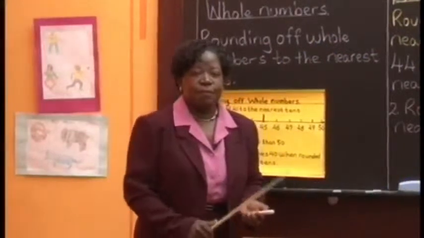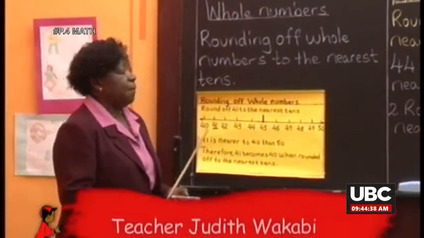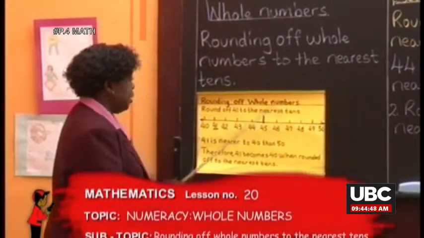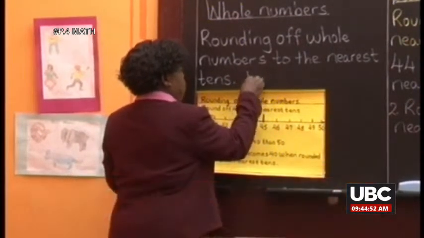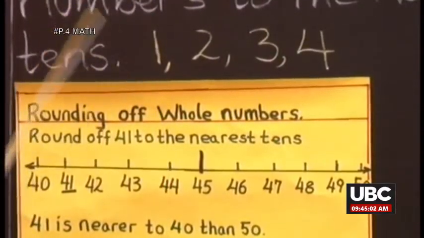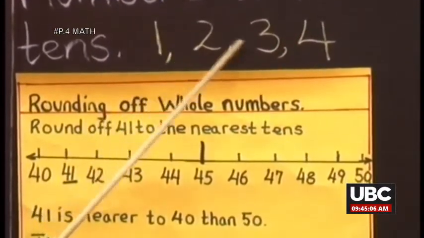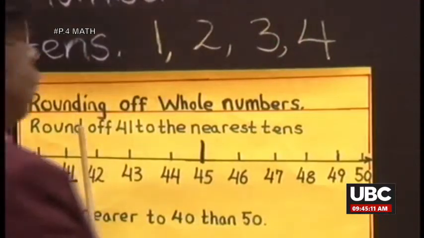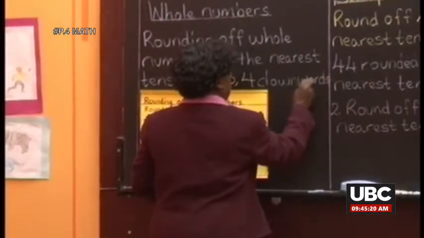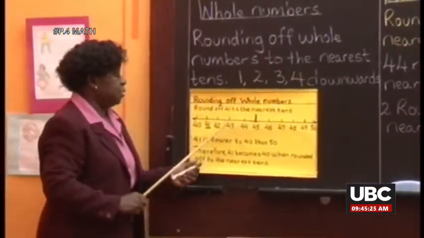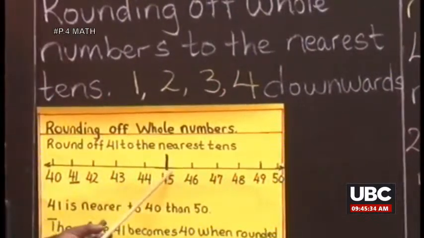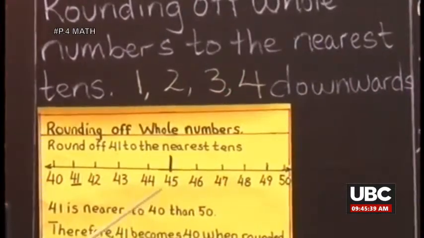Welcome back, children, from your break. Before you went for your break, you were learning how to round off whole numbers to the nearest tens. And I said that numbers ending with any of these digits, 1, 2, 3, and 4, you round off downwards. In other words, all these numbers, as you round them off, the answer will come to 40. And numbers from 45 upwards, as you round off, you round upwards.